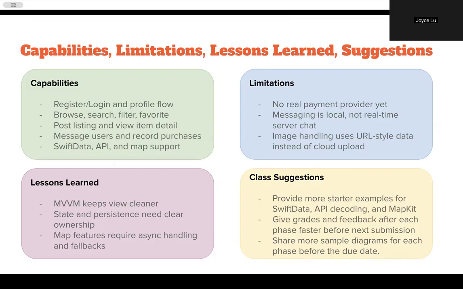I also learned that map features require asynchronous handling and fallback logic because location and geocoding do not always return immediately. And finally, for class suggestions, I think it would be helpful to provide more starter examples for SwiftData, API decoding, and MapKit. I also think it will help students if grades and feedback after each phase were returned faster before the next submission. And finally, more sample diagrams before the due date would make the architecture and documentation expectations clearer.